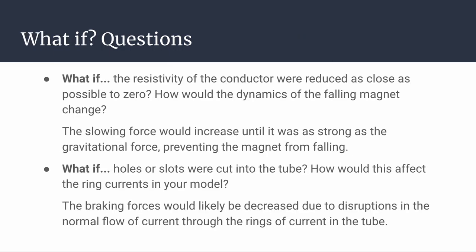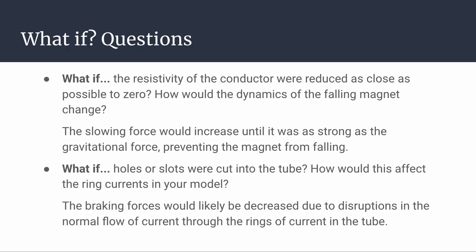And lastly, some what if questions. What if the resistivity of the conductor were reduced as close as possible to 0? How would the dynamics of the falling magnet change? The slowing force would increase until it was as strong as the gravitational force, preventing the magnet from falling.